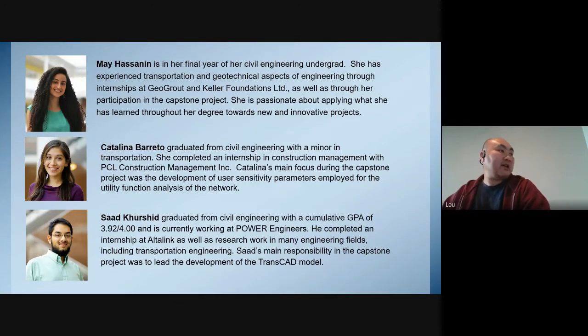Next presenter after that will be Saad Khurshid, who graduated from civil engineering with a GPA of 3.92 and is currently working at Power Engineering. He completed an internship at Altalink, as well as research work in many engineering fields, including transportation engineering. Saad's main responsibility in the Capstone project was to lead the development of the TRANSCAD model.